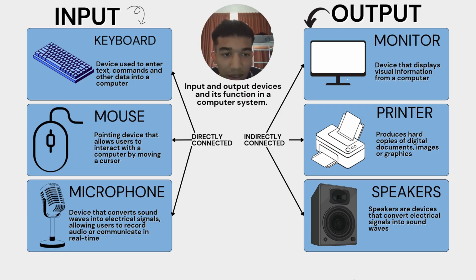Monitor function, device that displays visual information from a computer. Printer function, produces hard copies of digital documents, images or graphics. Speaker function, it's a device that converts electrical signals into sound waves.